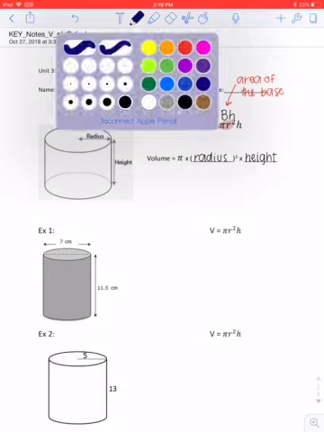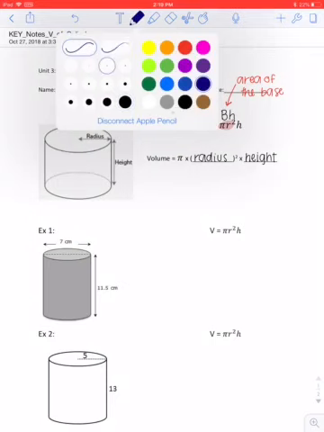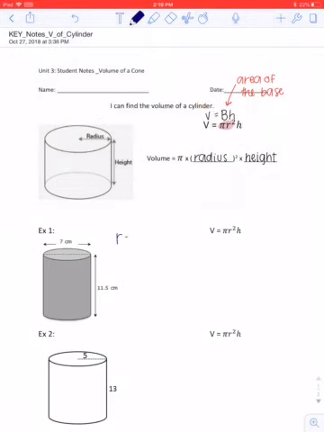Alright, so now let's look at some practice problems. So example 1, we are given the diameter and the height, but we know we need the radius. So I'm going to come over here and write radius equals, and we know that 7 divided by 2 is 3.5, and our height is what it is, 11 5/10. Then it's super easy, we just plug in those values.